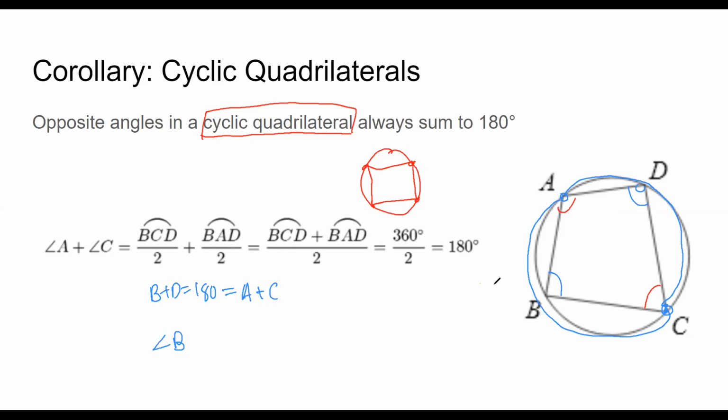And since each of these inscribed angles is half of the arc that it encompasses, our total would be 360 degrees divided by 2, which is 180 degrees. So it's interesting to note that when you have a cyclic quadrilateral, opposite angles will always add up to 180 degrees. That's cool.